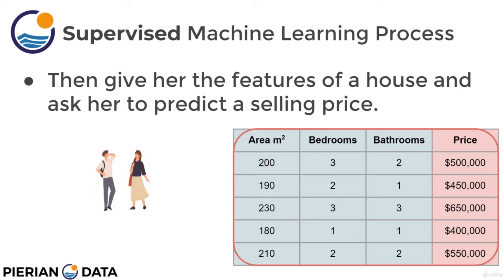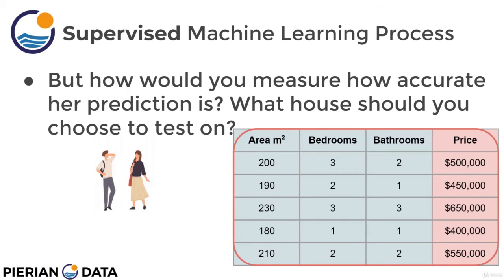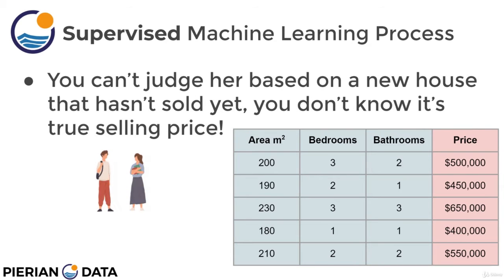So after giving her the features of the house, we want to ask her to predict that selling price. But the problem is, how do we actually measure how accurate her prediction is? And what house should we choose to test her on? Unfortunately, we can't actually judge her based off the brand new house because it hasn't sold yet. We don't actually know what the correct true selling price is. And it's not going to be very useful to us if we judge her performance after we sell this new house, because then what was the point of actually having her help to begin with?